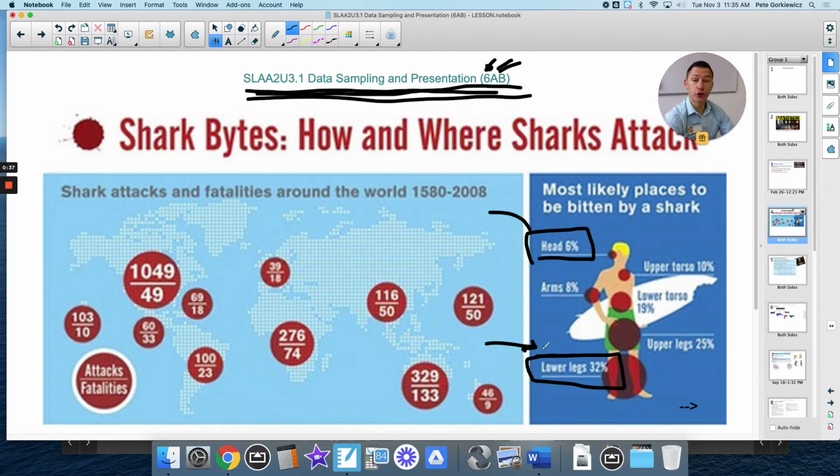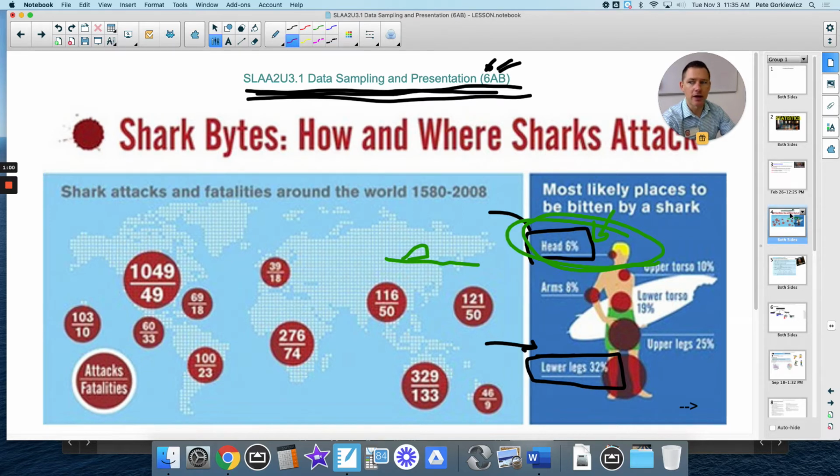How you portray the statistics is a different thing, because some people would say, hey, look, you're less likely to be bitten in the head, so when there's a shark near you in the water, put your head in the water first because they're less likely to bite your head. Statistics is about portraying a story, and that part can be skewed.